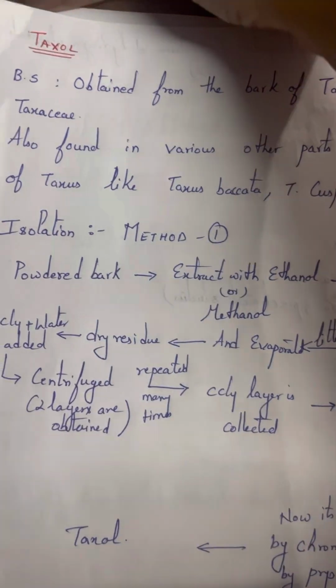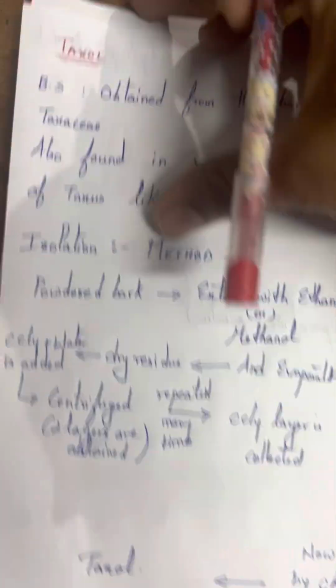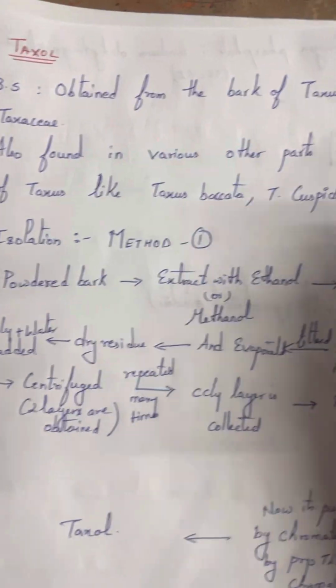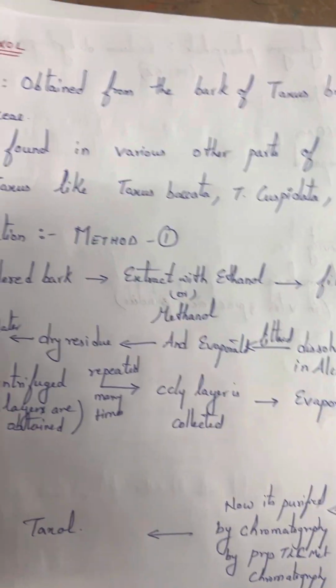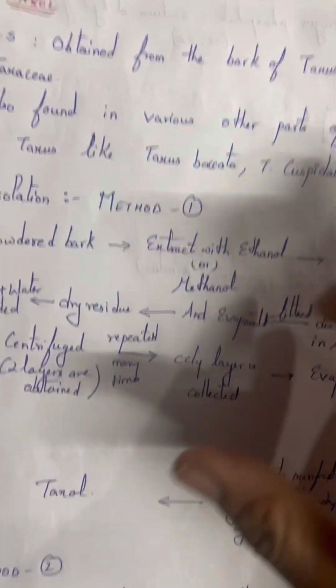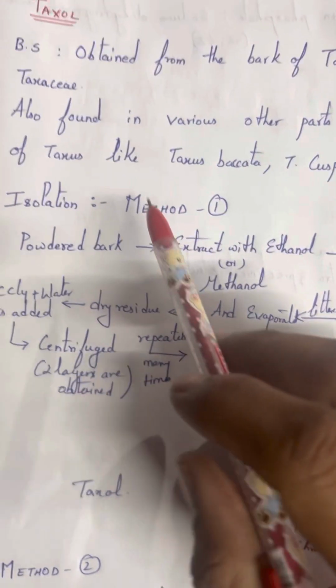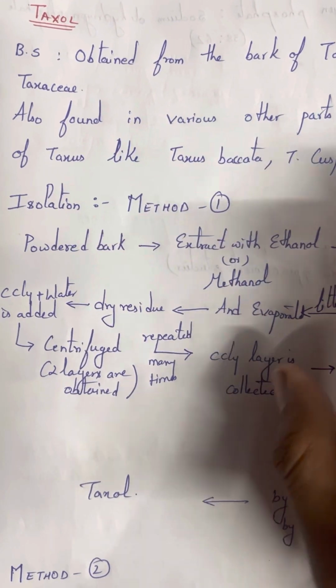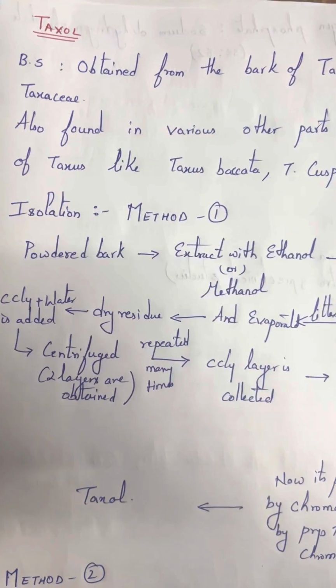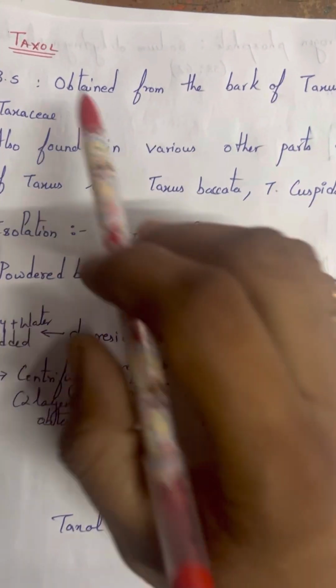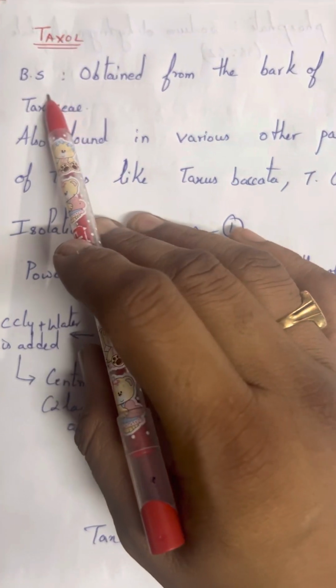So our next topic is Taxol. We have already discussed the pharmacognosy of Taxol in our class. Now we will be dealing with the estimation, isolation and utilization of Taxol. Firstly, Taxol, biological source.